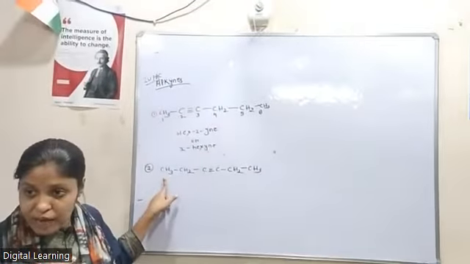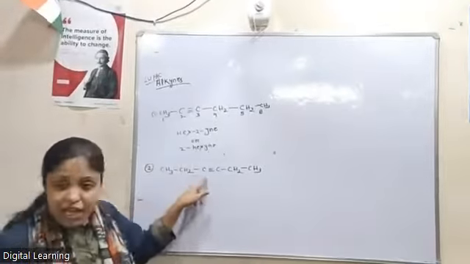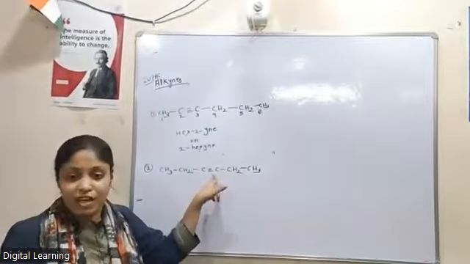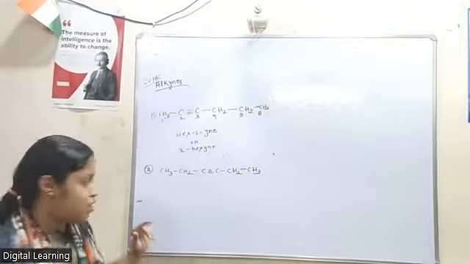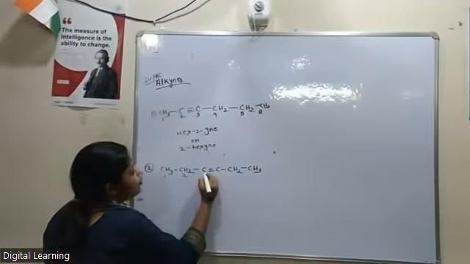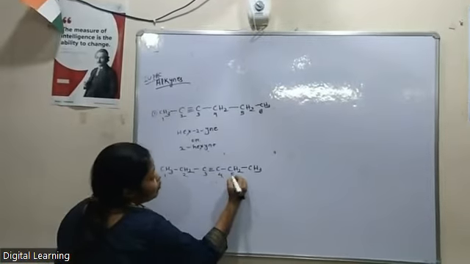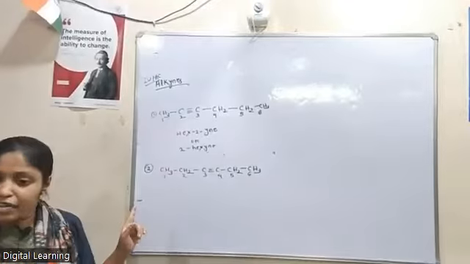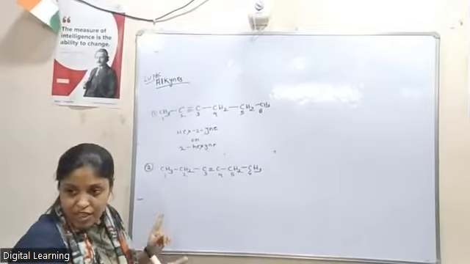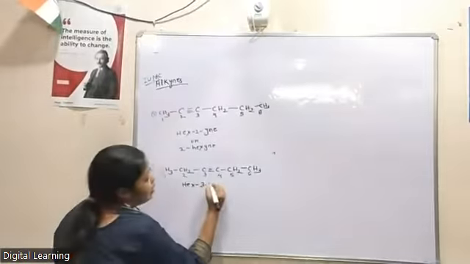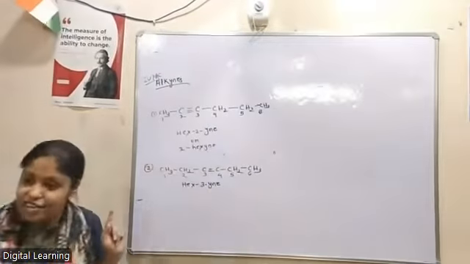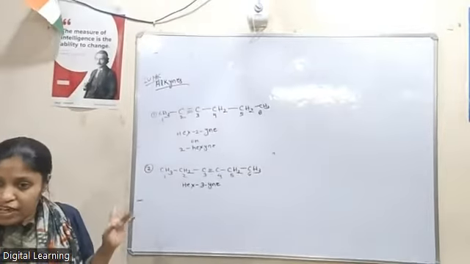If counting is done from this side, then 1 2 3. From this side 1 2 3. So either side will be correct. From both sides the nomenclature will be correct. So 1 2 3 4 5 6. Again there is no substituent. Word root is hex, 3 yne, or 3 hexyne. Clear?